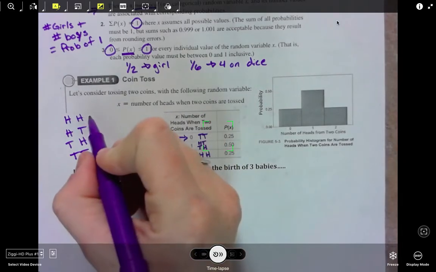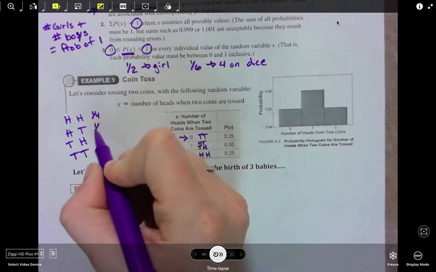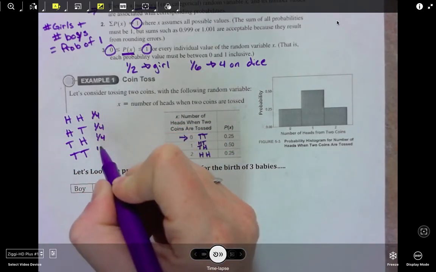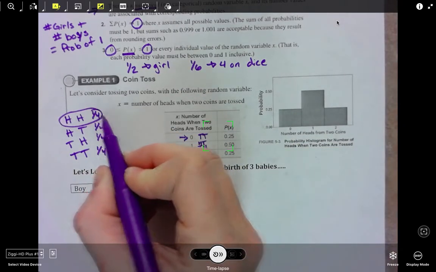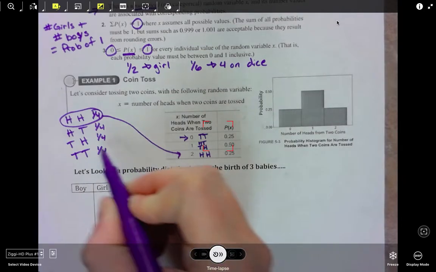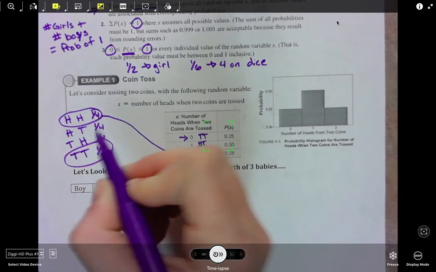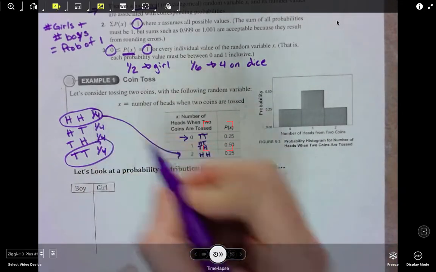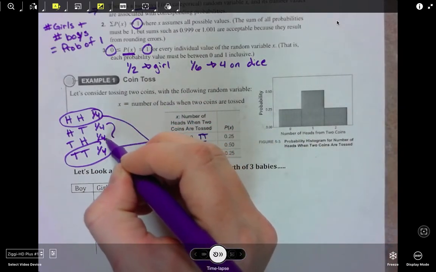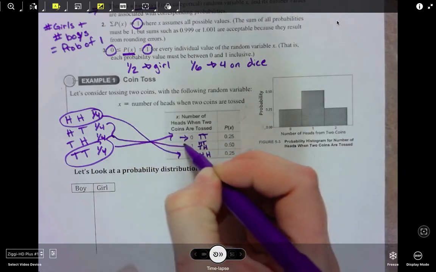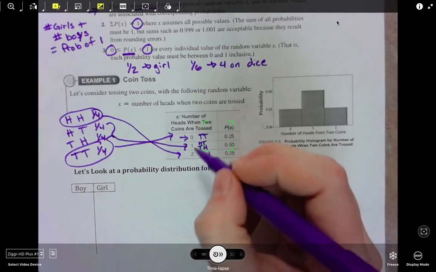So if each one of these things happens one-fourth of the time, I'm going to get those different scenarios. One-fourth of the time I'm going to get zero heads. One-fourth of the time I'm going to get two heads. But these two add together to make that middle column where I'm getting exactly one head.